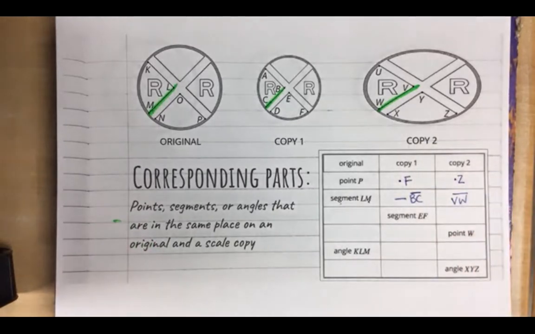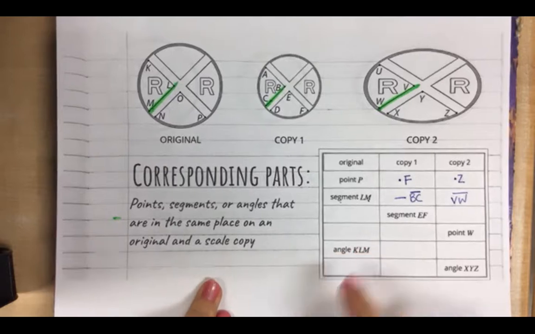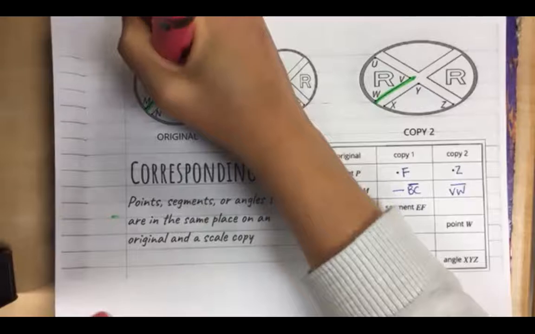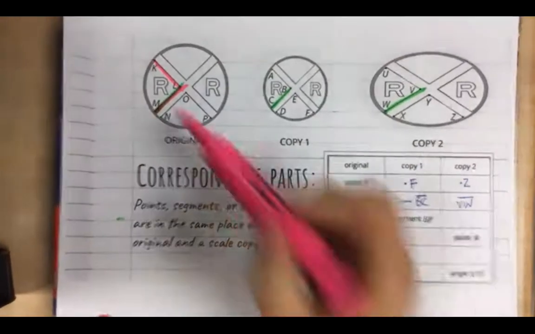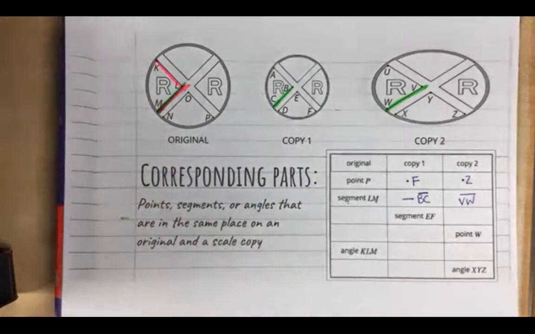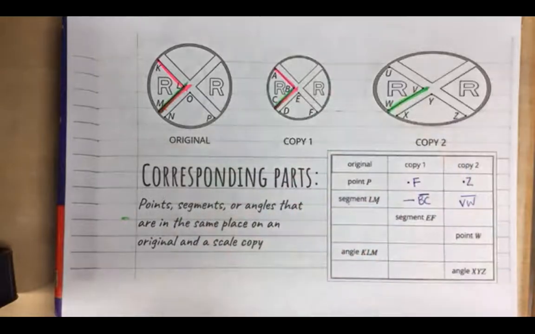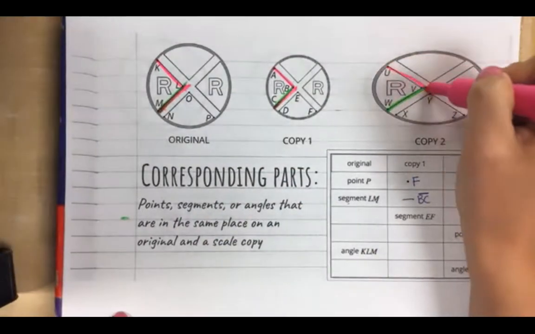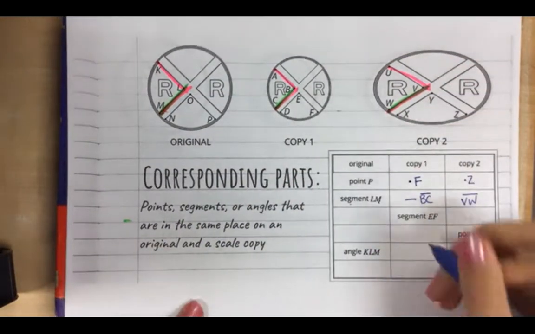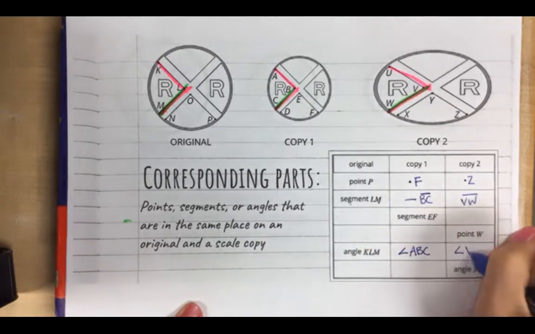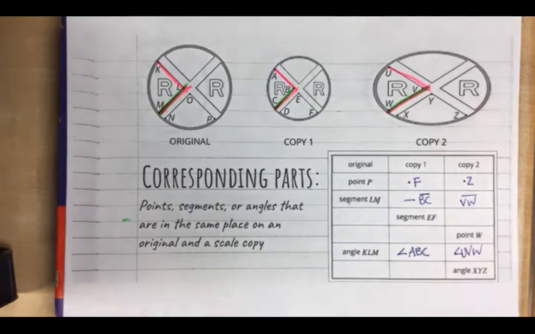All right. And I'm going to skip down to the bottom real quick. Let's do an angle. Angle KLM. I'm going to use a different color. I'm going to do KLM. You name an angle by the points that make up that angle, the segments that make it up. In copy 1, let's look at that same angle. It would be ABC. Copy 2 would be UVW. Okay, so I've got angle ABC in copy 1 and angle UVW in copy 2.